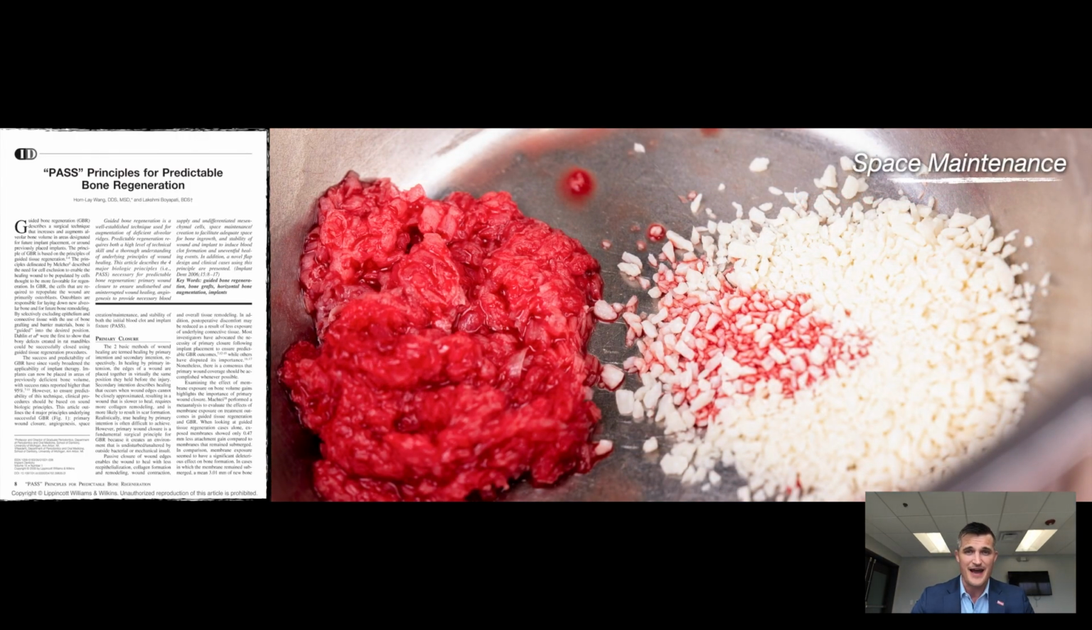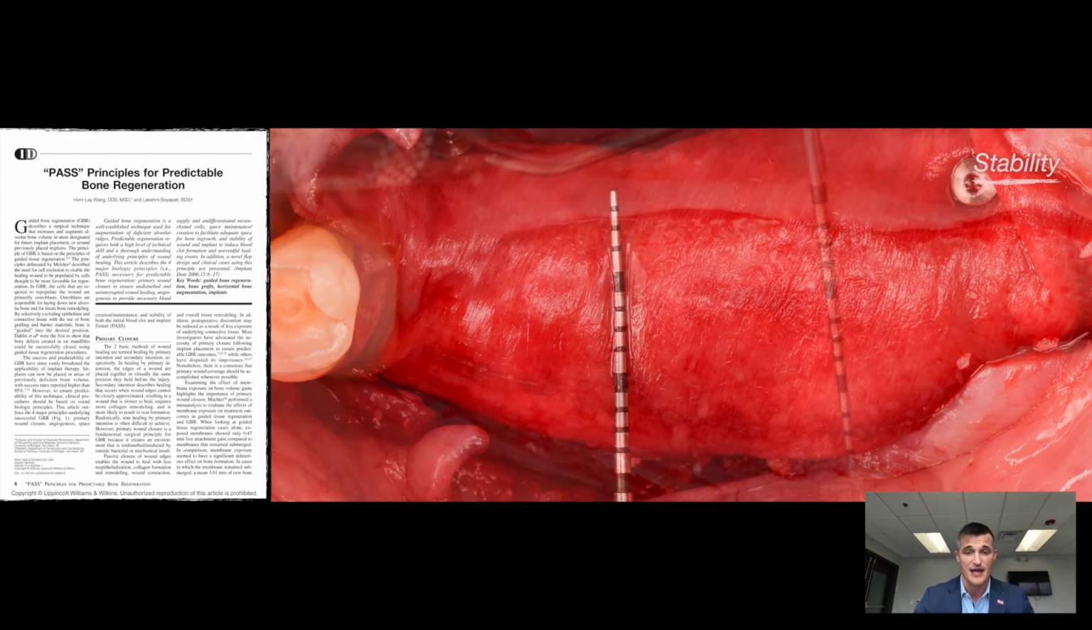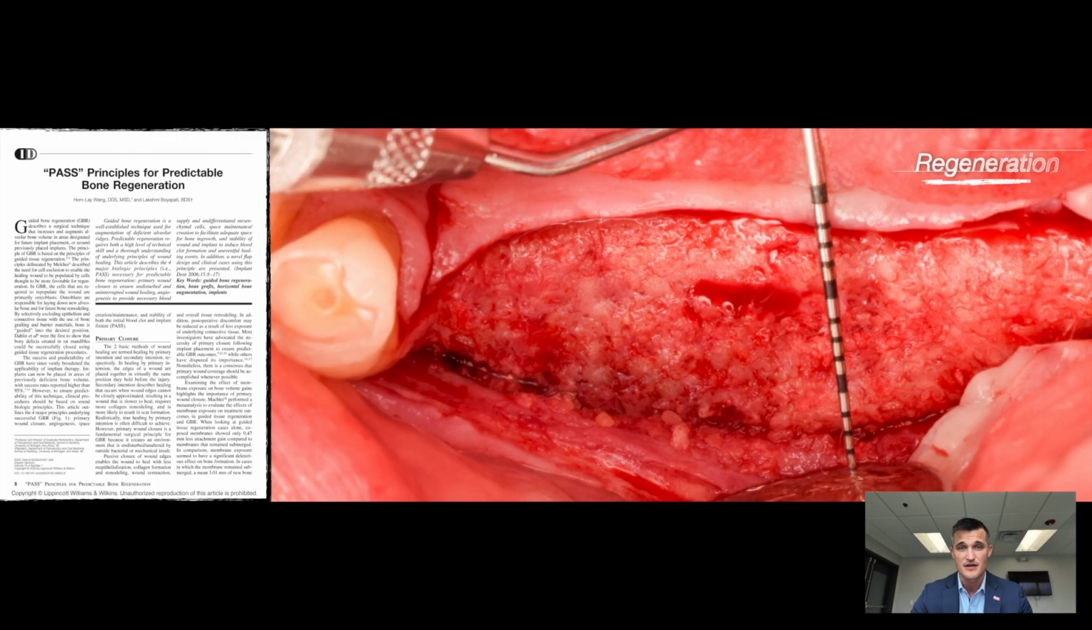The first S in PASS is for space maintenance. So that's why we're using these bone graft materials in this case to maintain the space. This is a 50-50 blend of autogenous and cortical allograft. And stability is the last S. So in this case, we're doing the sausage technique, where we're using this membrane to really hug this graft material in place. And you can see I'm placing pressure with that probe, and this graft material is not moving. It's very stable. And if we follow this recipe, we should have regeneration and success in our GBR procedures.